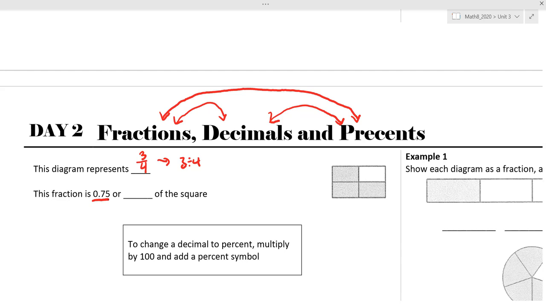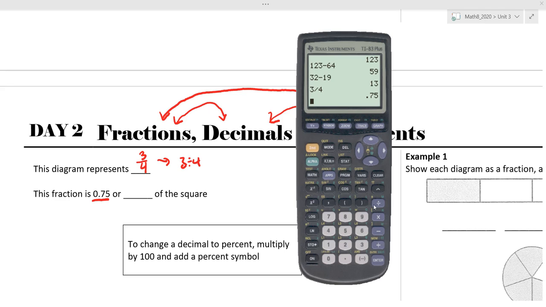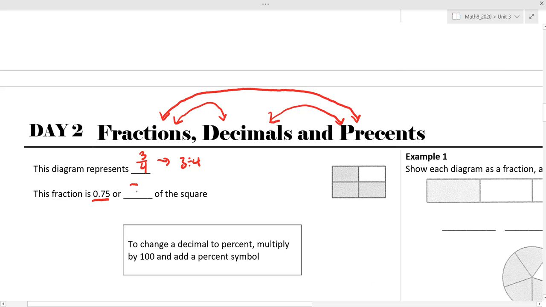Now, to convert the decimal to a percentage, what do we do, Lachlan? Times it by 100. We times that decimal by 100. So 0.75 times 100 is 75. Or we just move the decimal 2 places to the right. Okay?